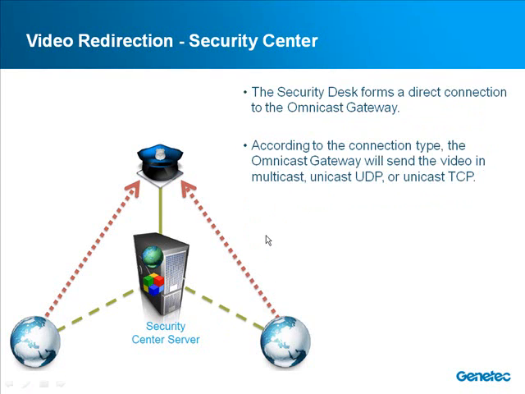The network connection type between the security desk client and the Omnicast gateway is purely dependent on your link between the two systems. So it can be in multicast, unicast UDP, or unicast TCP. Since we only have one Omnicast gateway that's being used for all the video traffic going to the Security Center system, you may want to set up a gateway that is used solely for federation in a large multi-gateway environment. This will keep the traffic down to a manageable level on the other gateways on the Omnicast system and not interfere with the normal operation of the Omnicast system.